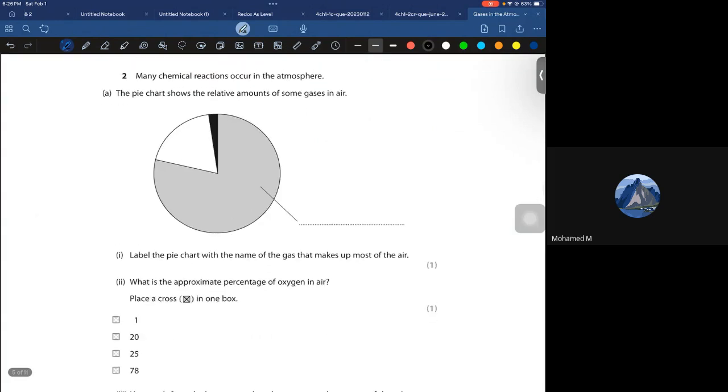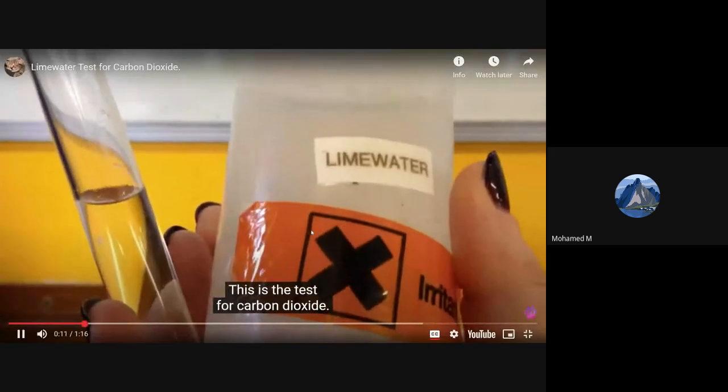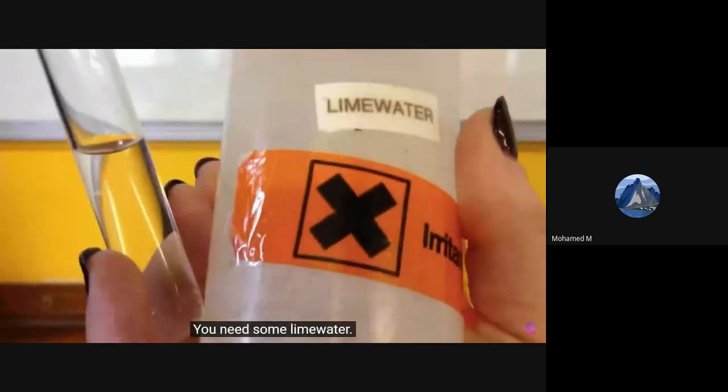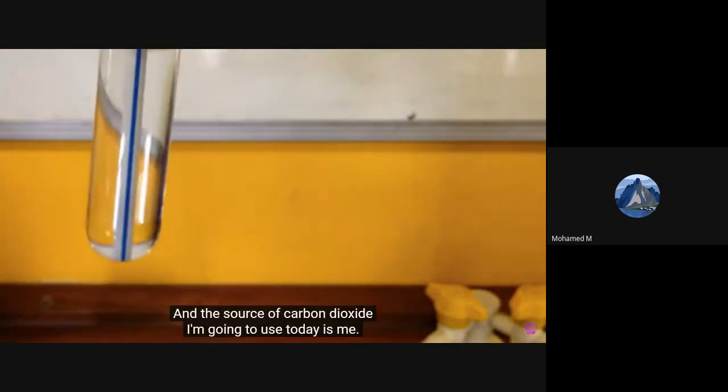See this, question number two. I'm going to share my screen. In this way, you can check the presence of carbon dioxide. Can you see my screen? Yeah. And this is the test for carbon dioxide. We need some lime water in a test tube, and the source of carbon dioxide that I'm going to use today is me. So I have a straw, and I'm just going to blow into this straw.